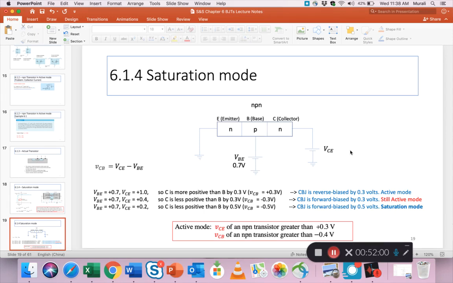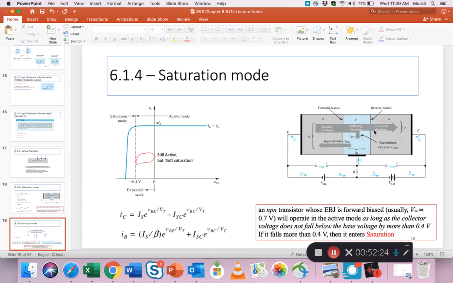Okay, so I have a little more detail here to explain the idea of saturation. I think you'll benefit a lot by carefully studying this slide and understanding it, because again I use this model where we have external batteries VBE and VCE, instead of this kind of voltages where we have VCB and VBE, right?